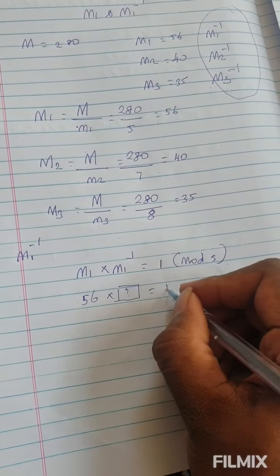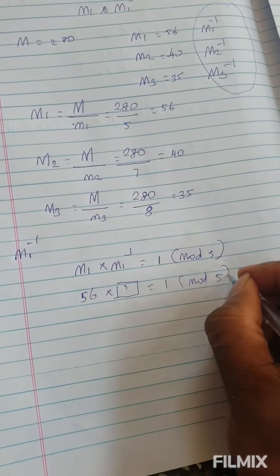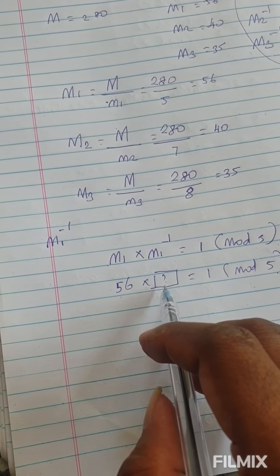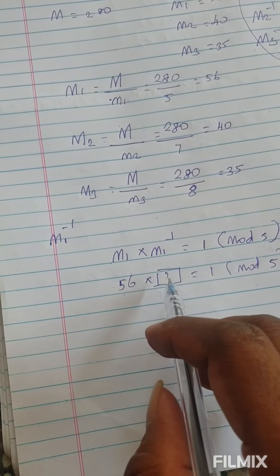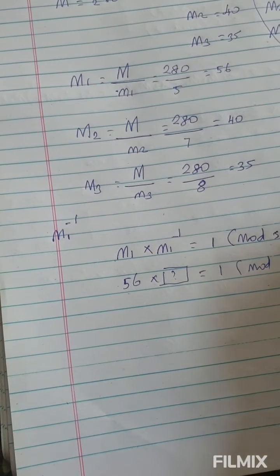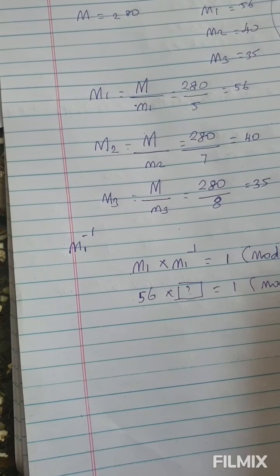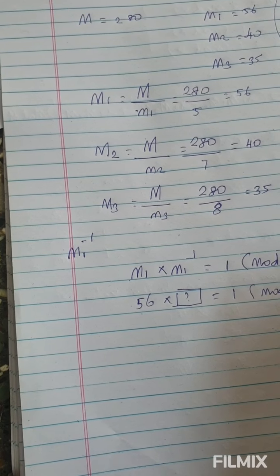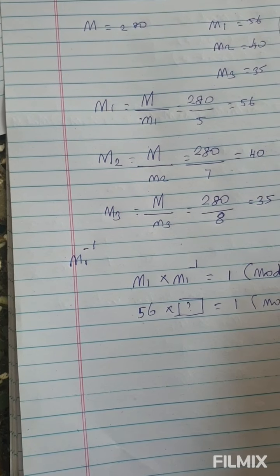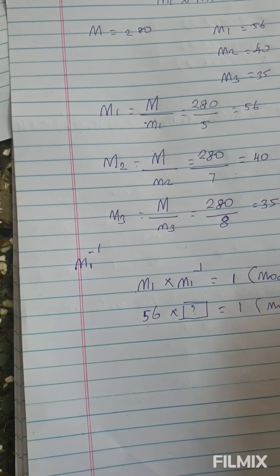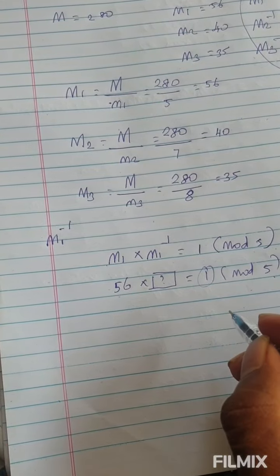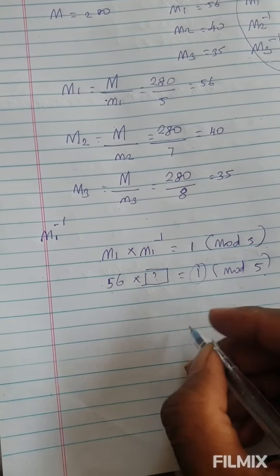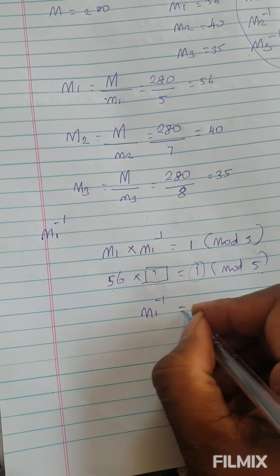Then 1 mod 5. Here we start from 1. If I substitute 1 here, 56 into 1, the answer is 56. If I divide 56 by this mod value 5, what is the remainder? 5 1s are 5, then 11 5s are 55. The remainder is 1, right? So we get the value here. By using the extended Euclidean algorithm, the M1 inverse value is 1.